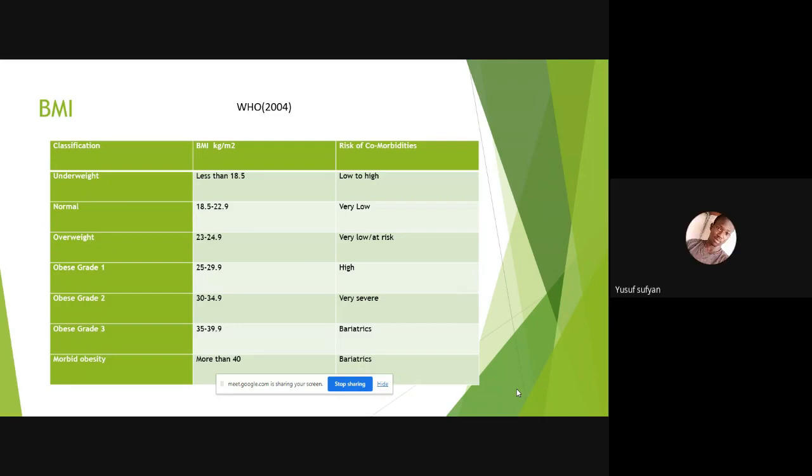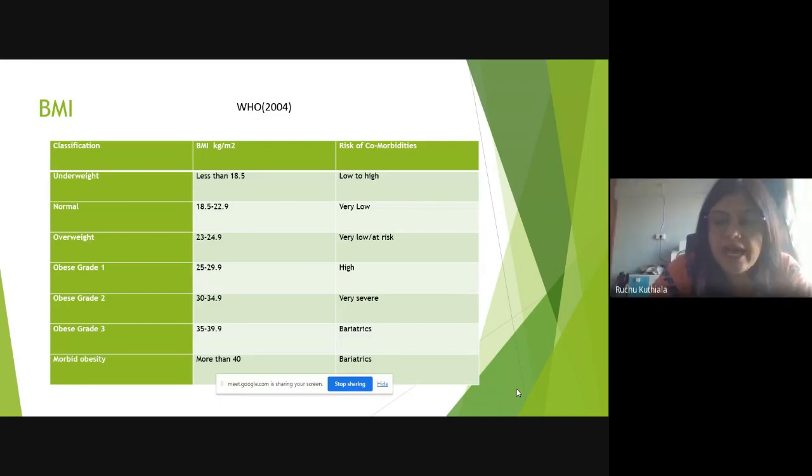Yes, ma'am. So it is as simple as that. 10% more than ideal body weight is overweight. 10% less is underweight. 20% or more than the ideal body weight is called an obese individual.